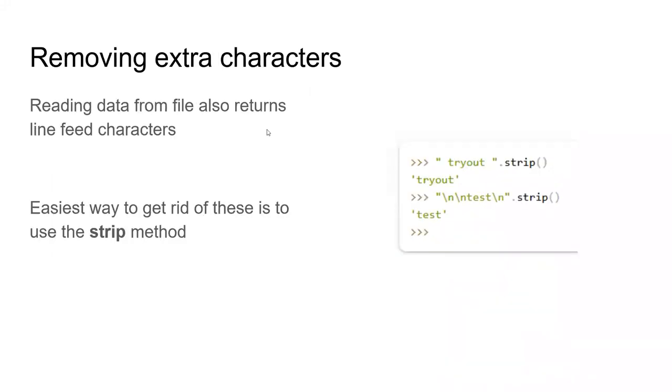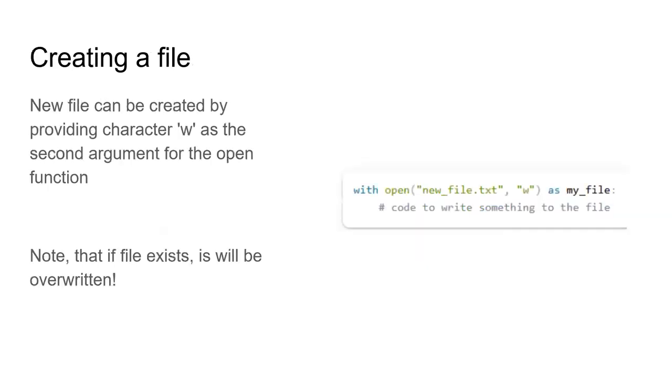Then we talked about removing these extra characters. So we have the strip method, which is great if you want to remove all the white space from the beginning and from the end of the line. So if this is what you want to do, and on a lot of occasions it is what you want to do, then strip is great. But if you just want to get rid of the line feed, you can just use replace, for example, or whatever you find convenient.